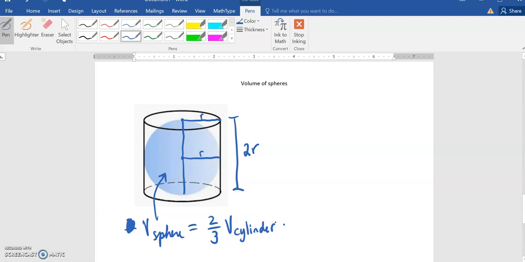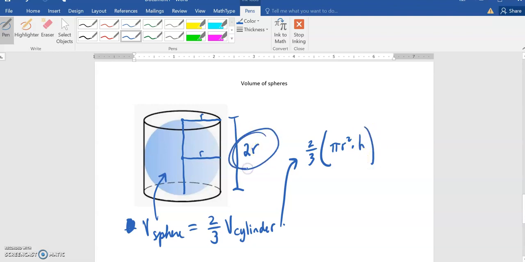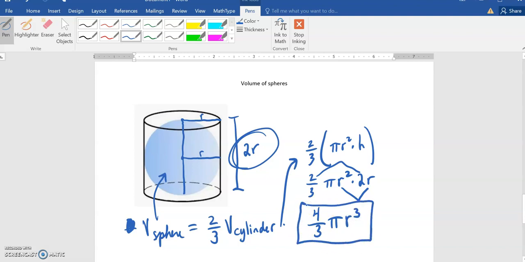And we know how to find the volume of a cylinder. The volume of a cylinder is going to be the area of the base, pi r squared, times your height. In this case, now we know what our height is. Our height is 2r. So I'm going to put 2/3 pi times your radius squared times your height, which is now 2r. And r squared times r will give you r cubed. And then 2 times 2 will give you 4. So the volume of your sphere ends up being 4/3 pi r cubed. And that's the volume of any sphere with radius r.